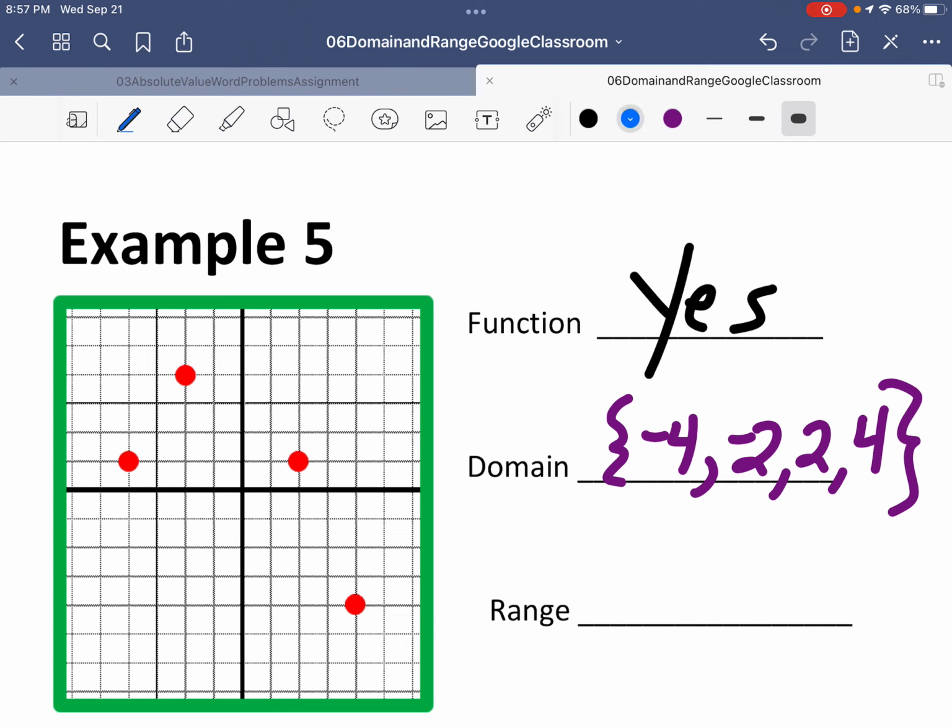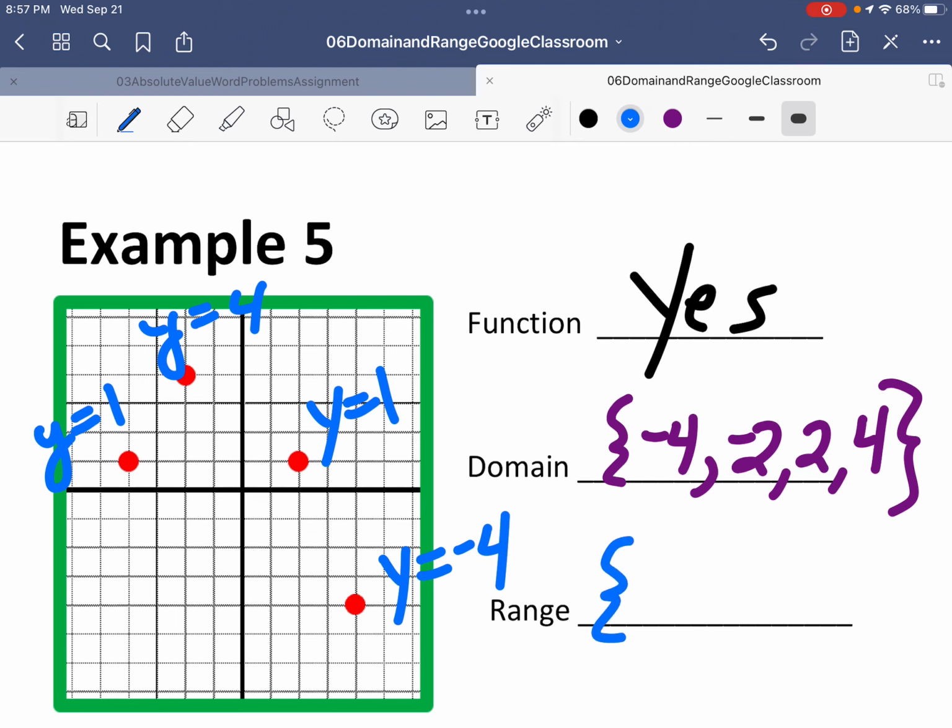We're just going to do the same thing for the range, which are the y values. Now, I get a y value of 1, a y value of 4, a y value of 1 again, and a y value of negative 4. Well, that's not a problem. As long as I don't repeat the x values, it's still a function. But it's no big deal that I repeated the y values. Actually, when I list them, I just don't need to list them more than once. Now, normally we start at the lowest number, negative 4, but then I get my 1. Again, I don't need to write that again. And then I get my 4. So my range just includes 3 numbers.